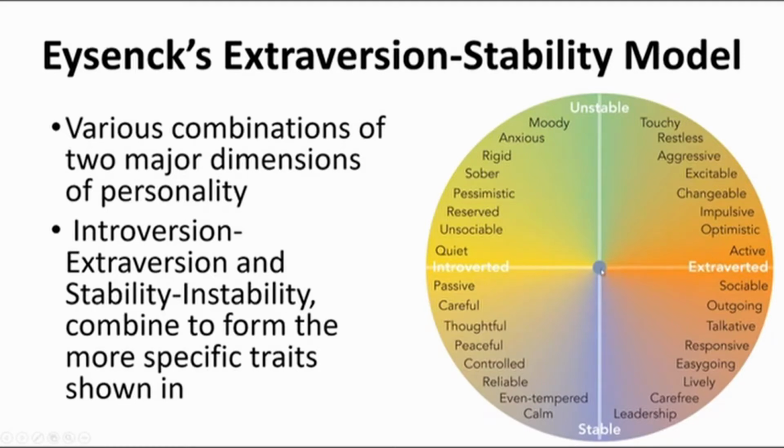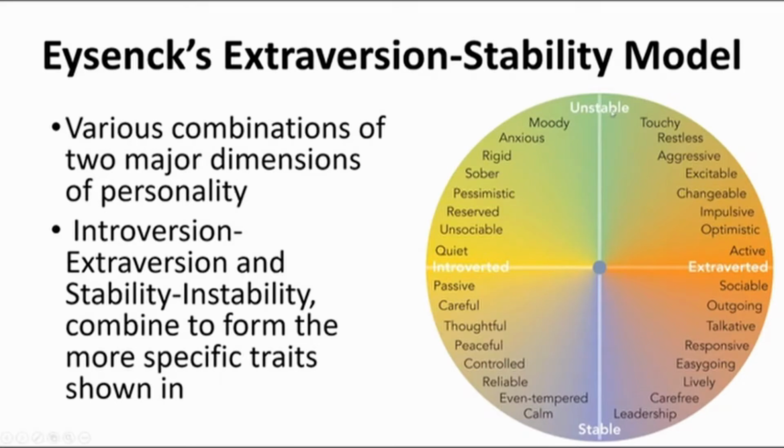And this would tell us that if you understand where someone scores on stability versus instability, it doesn't necessarily tell you anything about their introversion versus extroversion. So those 2 ideas are independent. These 2 continuums or spectrums are independent of one another. So you'd need to be given a measure of both to figure out where a person falls in terms of personality.